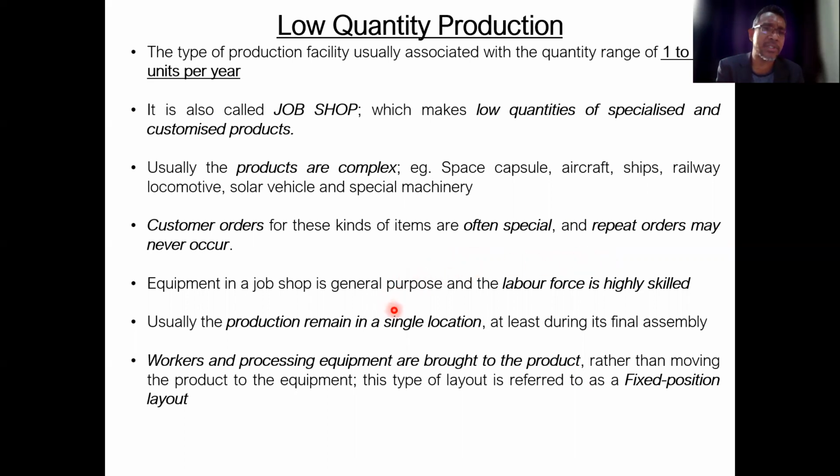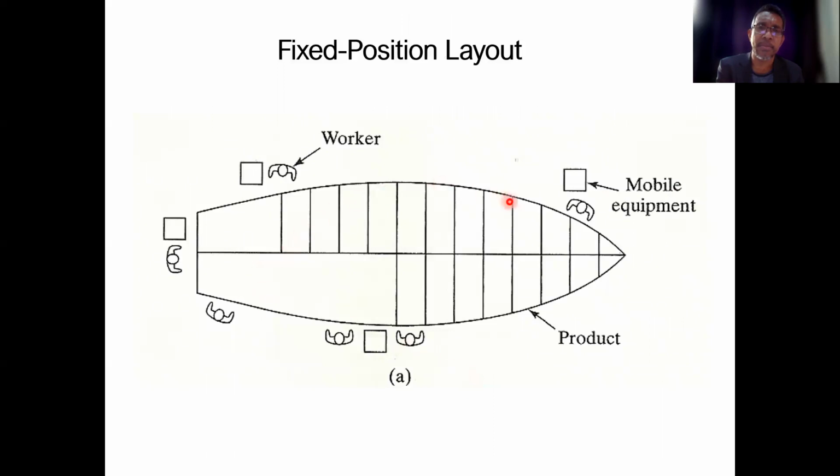So equipment in a job shop is general purpose, and uses high skill workers. And then production remains in a single location, like when we build a ship or aircraft, the workers will bring the equipment to the place. For example, this is building a ship. So the workers will bring the general equipment. They do the assembly here at the deck, at the engine side, and they focus on the product.